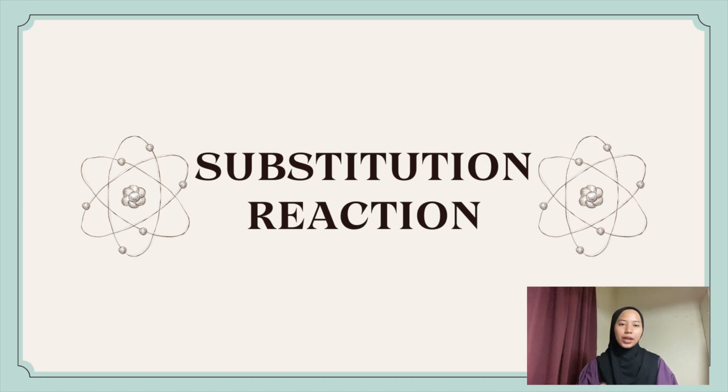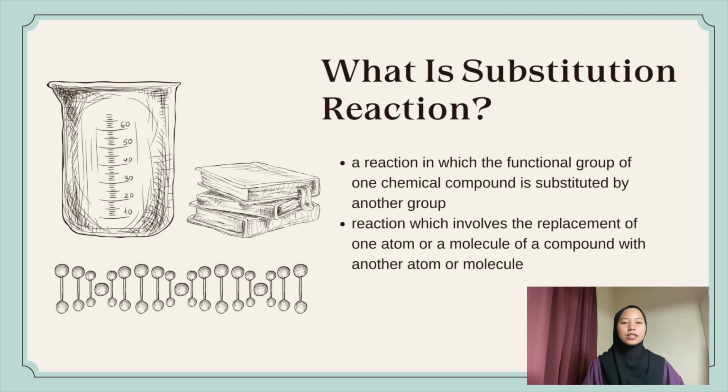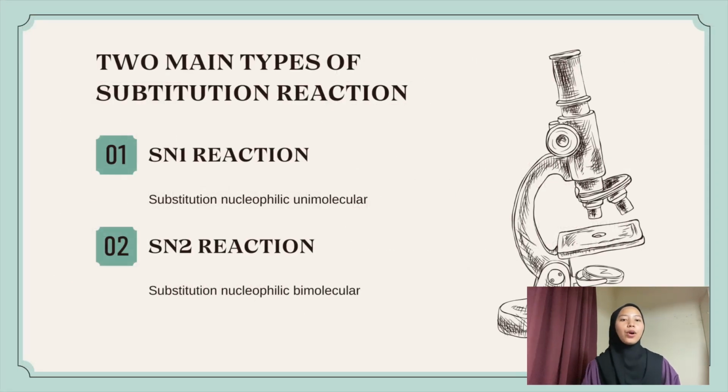In this video, me and Yusop will talk about substitution reaction. So what is substitution reaction? Substitution reaction is a reaction in which a functional group of a chemical compound is substituted by another group. This reaction also involves the replacement of one atom or molecule of a compound with another atom or molecule. So there are two main types of substitution reaction, which are SN1 reaction and SN2 reaction.